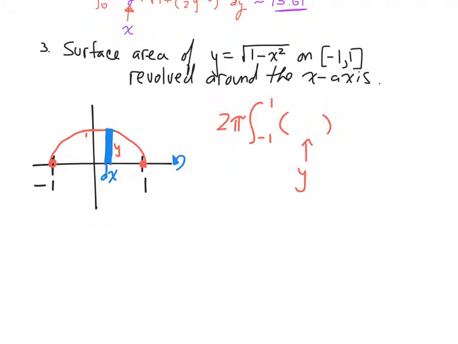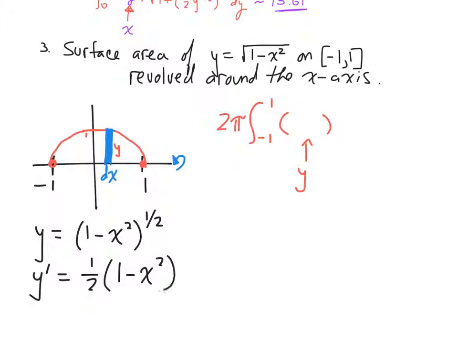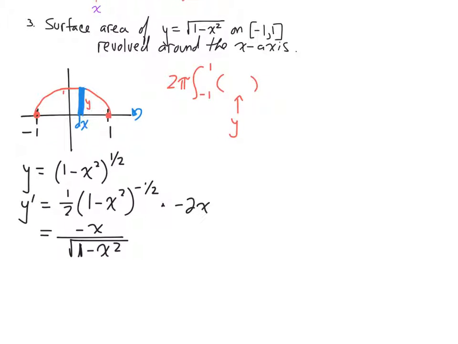All right, so just off on the side here, I'm going to do y equals 1 minus x squared to the 1/2 power, in which case we'll get y prime equals 1/2 times 1 minus x squared to the -1/2 times -2x. I'm just going to clean that up a little bit. So we're looking at -x over the square root of 1 minus x squared.